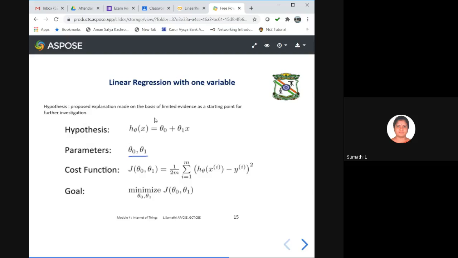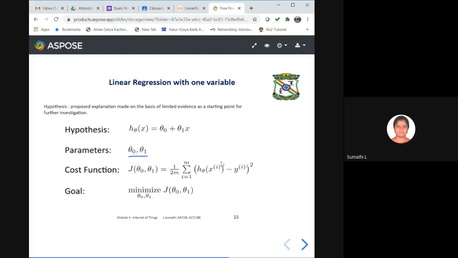This is nothing but actually your straight line equation, right? And the parameters theta naught and theta 1, this is what you have to find. And what is this cost function? This cost function is nothing but your error term. You look at this. This is an error term.